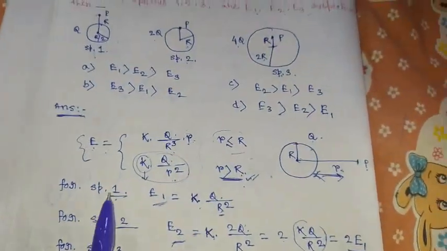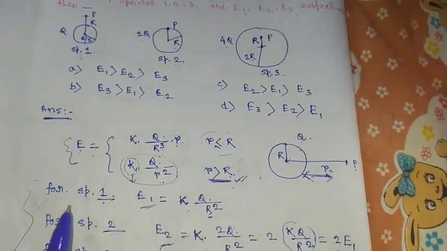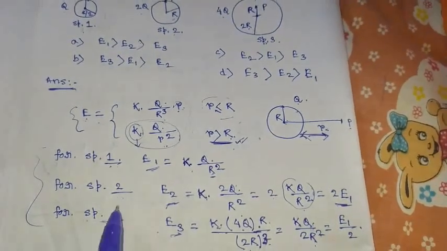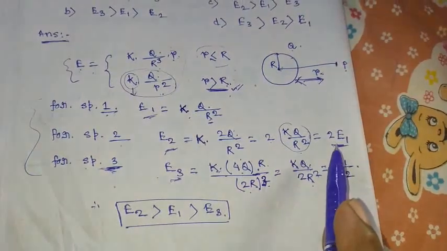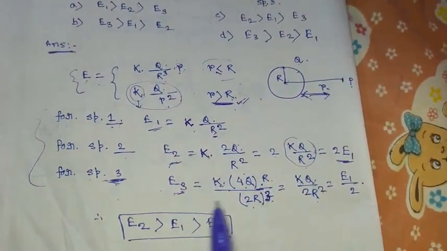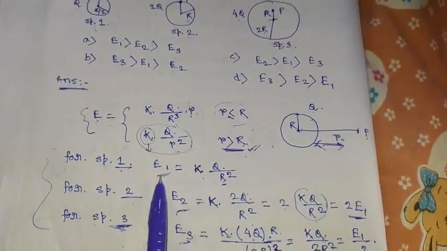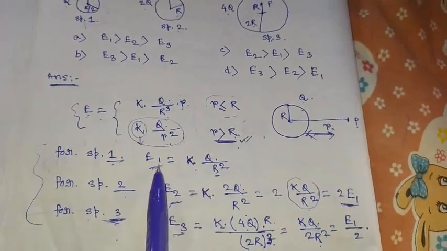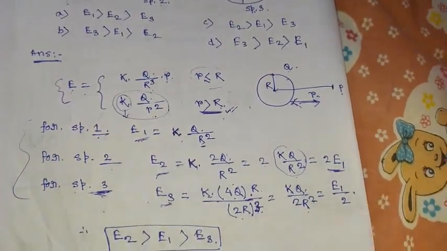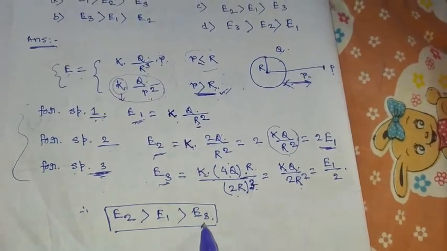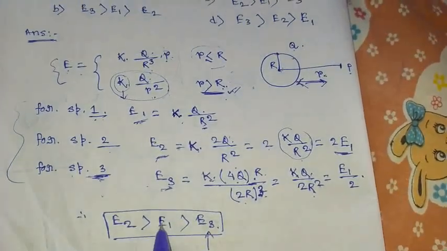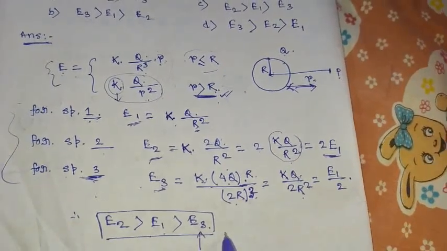By these relations for sphere 1, sphere 2, sphere 3, we can easily find that E2 is the largest among them. Then comes E1, the second largest value, and the third is the smallest value among all. So E2 is greater than E1, which is greater than E3.